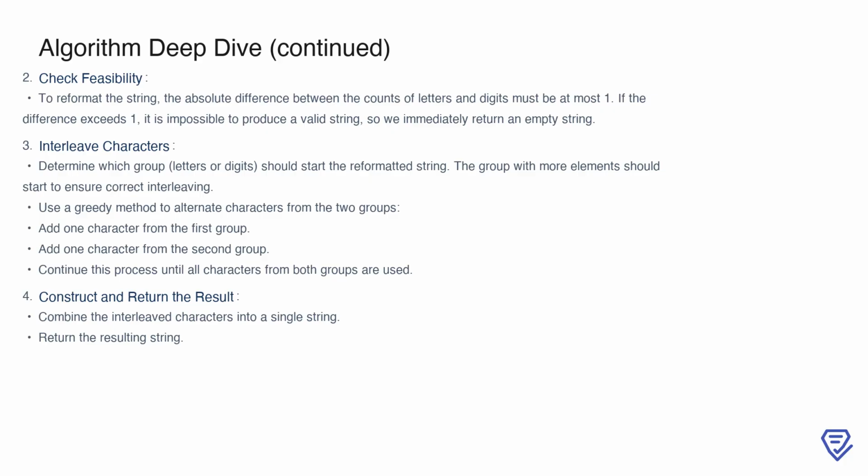Here, the group with more elements will start the reformatted string, ensuring we don't run out of characters during the process. Using a greedy approach, we alternate between adding one character from each group until all characters are used. Finally, we combine these interleaved characters into a single string and return the result.